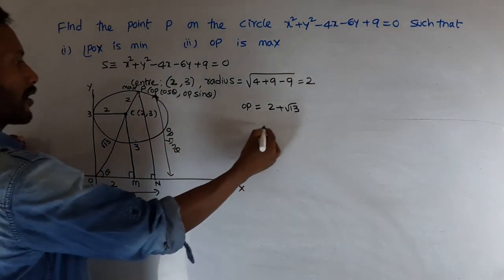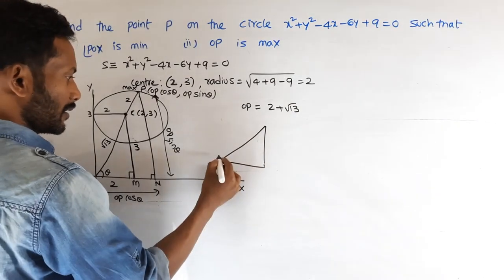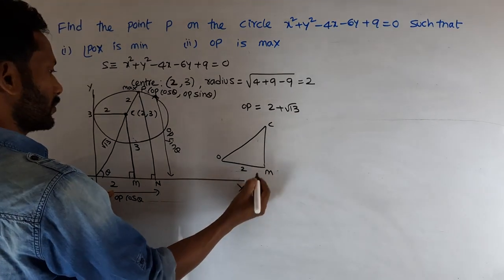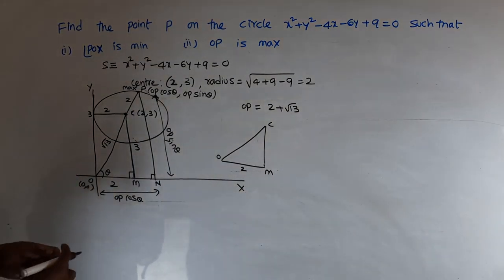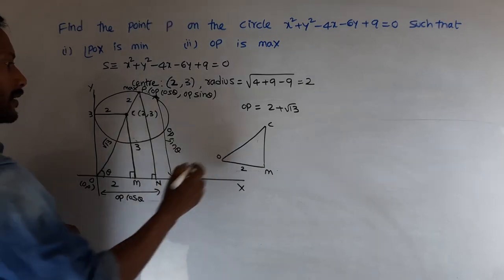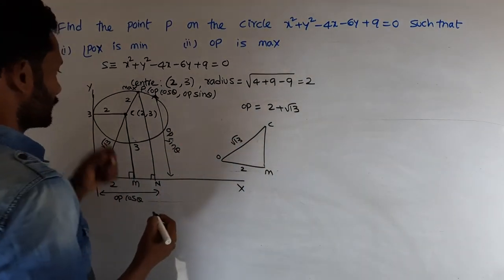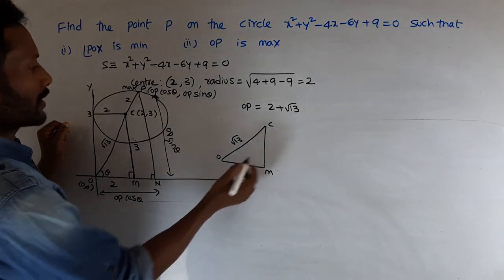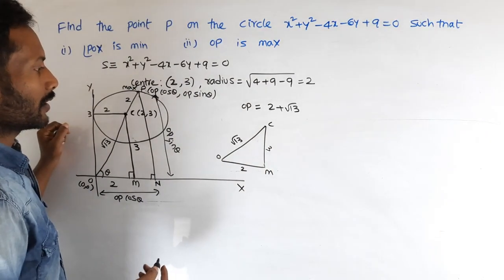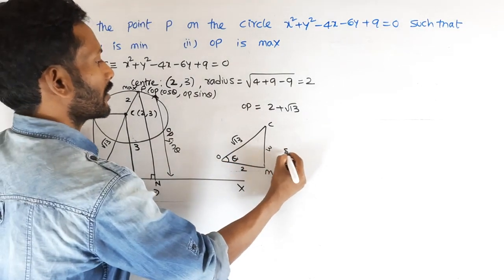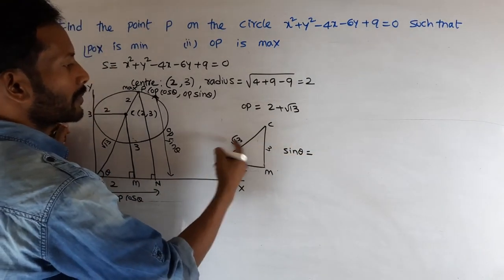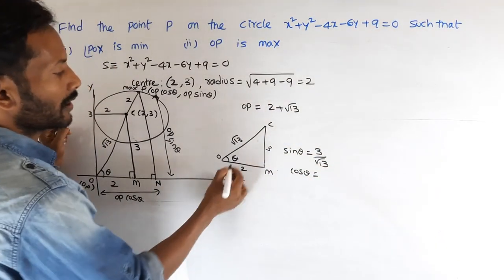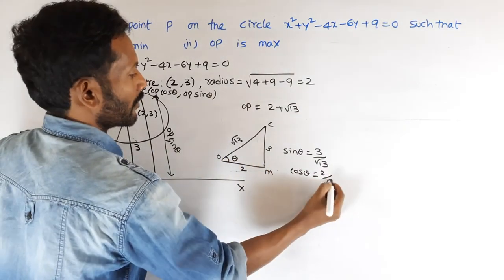This one is a right angle triangle. Origin O, point M, point C. This length is 2. This one is square root of 13. So this length is 3. So sin theta equals opposite by hypotenuse, 3 by square root of 13. Cos theta is adjacent by hypotenuse, 2 by square root of 13.